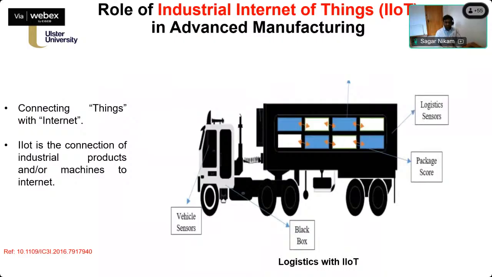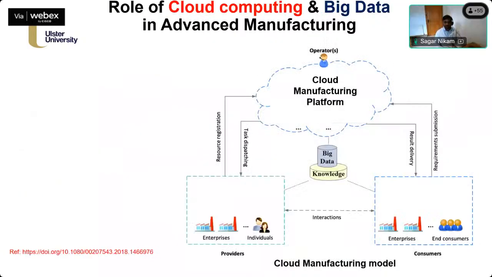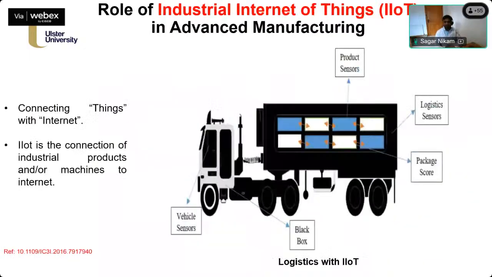So IoT includes vehicle sensors, so it can track the location of the vehicle. The black box helps to understand the background information, what condition the particular vehicle traveled in, whether it was a harsh environment. Then there is the package side: in case the product has a lower shelf life, smart packagings are coming up. If you look on the internet, a smart packaging system is coming.